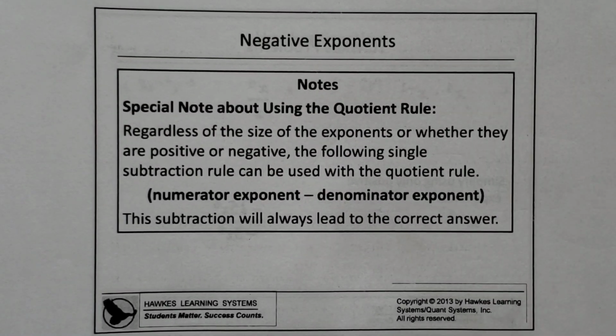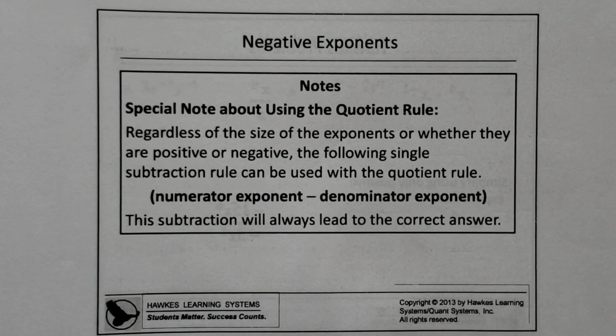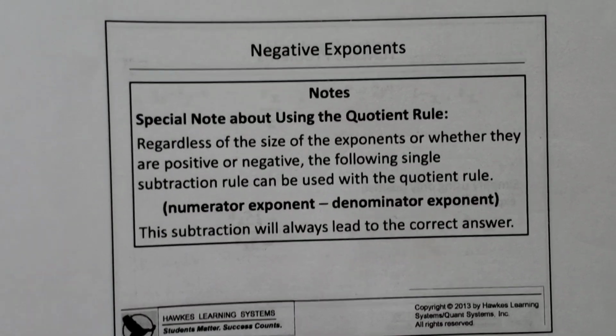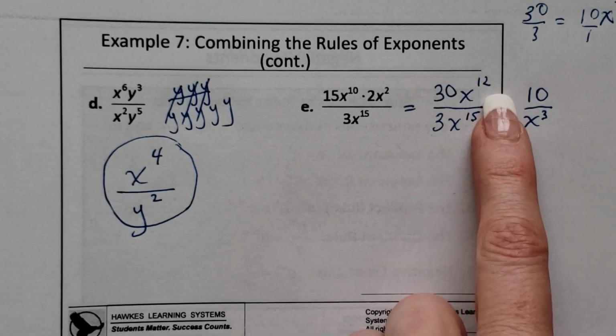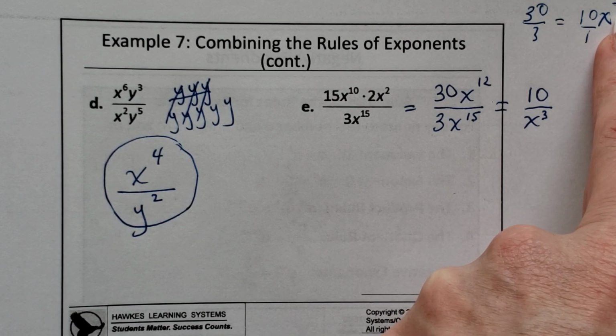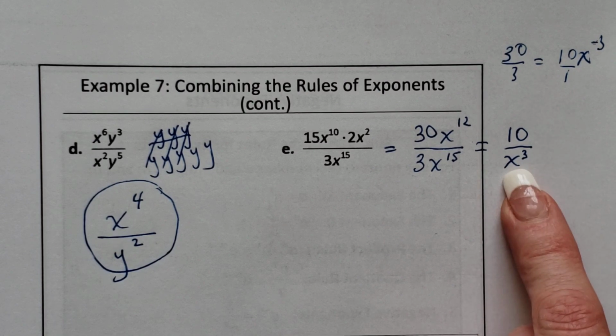All right, we have a special note about using the quotient rule. Regardless of the size of the exponents or whether they are positive or negative, the following single subtraction rule can be used with the quotient rule: numerator exponent minus the denominator exponent. This subtraction will always lead to the correct answer. So that's how we did this one when we simply said 12 minus 15 is negative 3. But since we got a negative 3, we had to drop that x to the bottom.